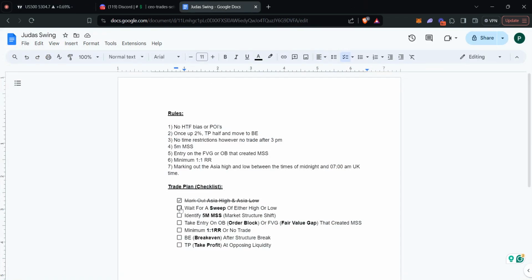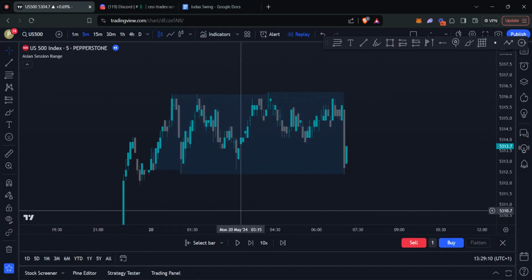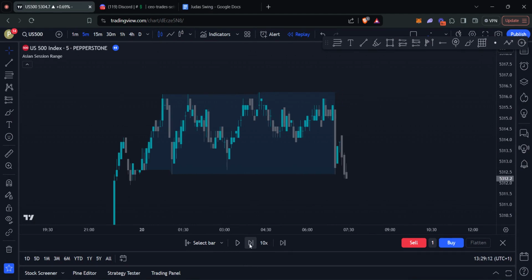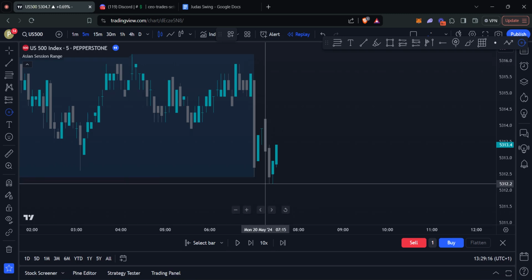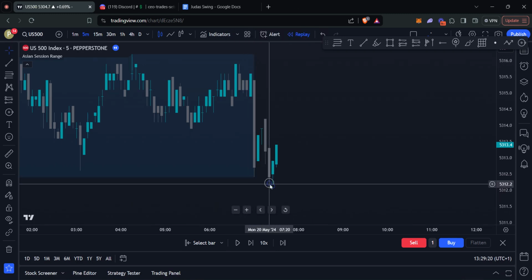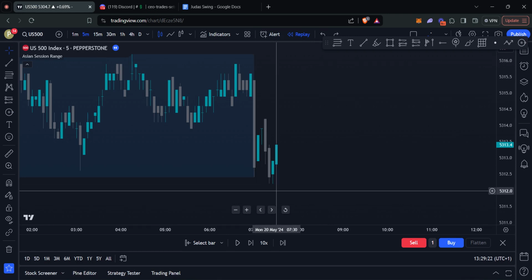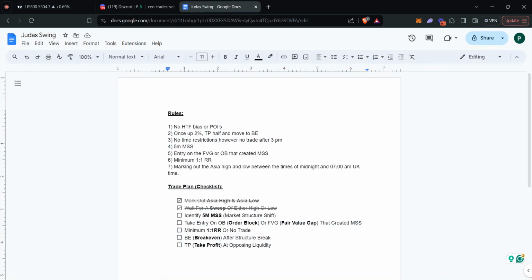Now we move on to the second, which is to wait for a sweep of either the high or the low. Remember, no higher time frame bias, no POI. So all we're going to do is wait for price to sweep either side of this range. So if I play price on, we can see right here, it is very minimalistic. However, we get a sweep of the Asia low. Now this was the low right here, and price swept it right there.